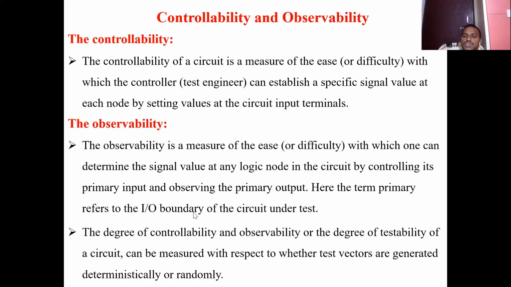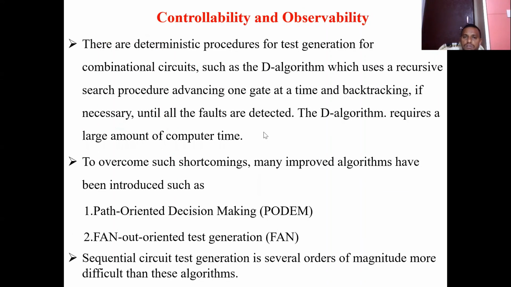The degree of controllability and observability, or the degree of testability of a circuit, can be measured with respect to whether the test vectors are generated deterministically or randomly. Depending on that, we can measure the testability of the circuit. This is the design for testability, and this is the definition of controllability and observability.